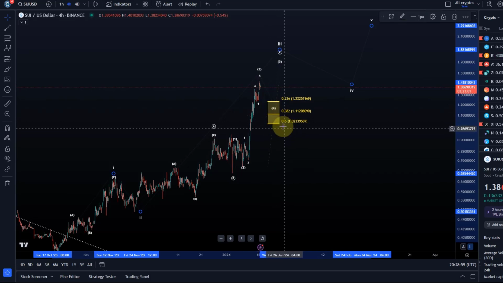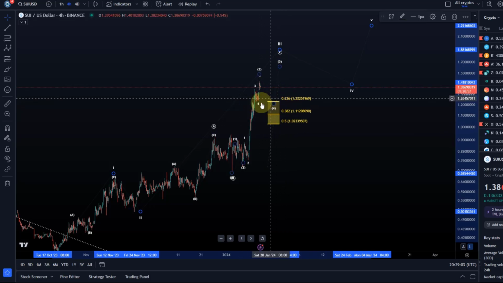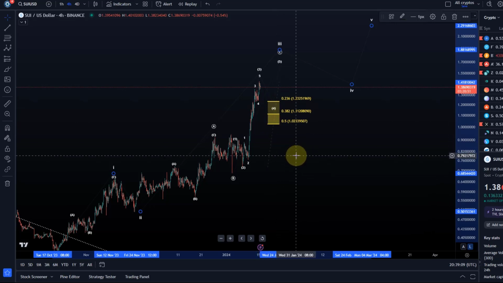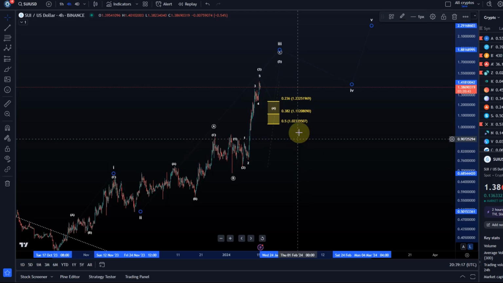So that doesn't mean we have to come down to $1.02, but it means that this is the ideal support level, $1.02 to $1.23. And a break below $1.02 would mean I have to change the wave count. I have to change the scenario. I have to come up with something different, but for now, there's no need to do that. For now, we are still pushing.